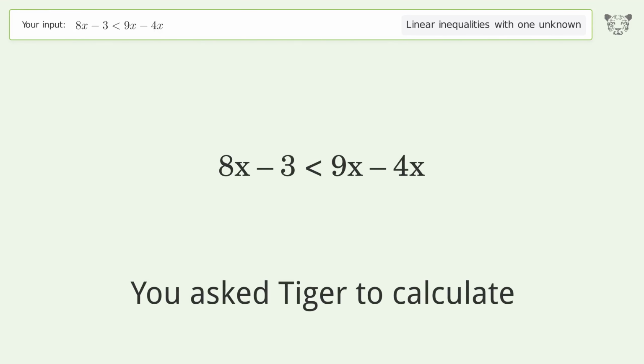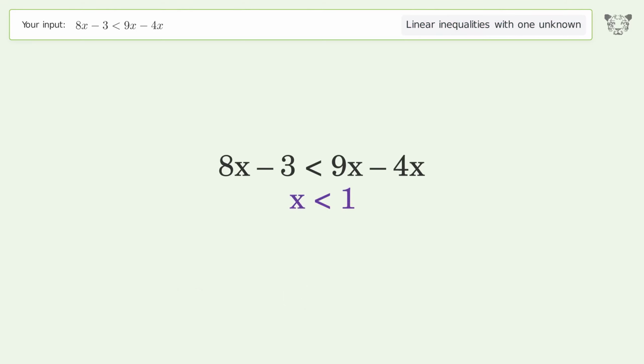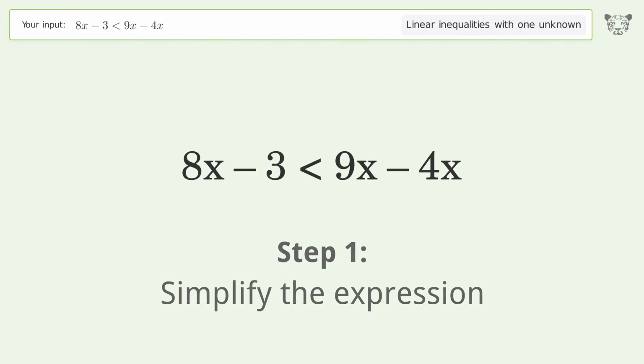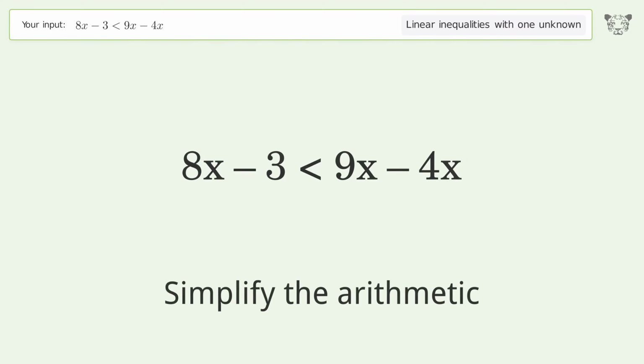You ask Tiger to calculate. This deals with linear inequalities with one unknown. The final result is x smaller than 1. Let's solve it step by step. Simplify the expression. Simplify the arithmetic.